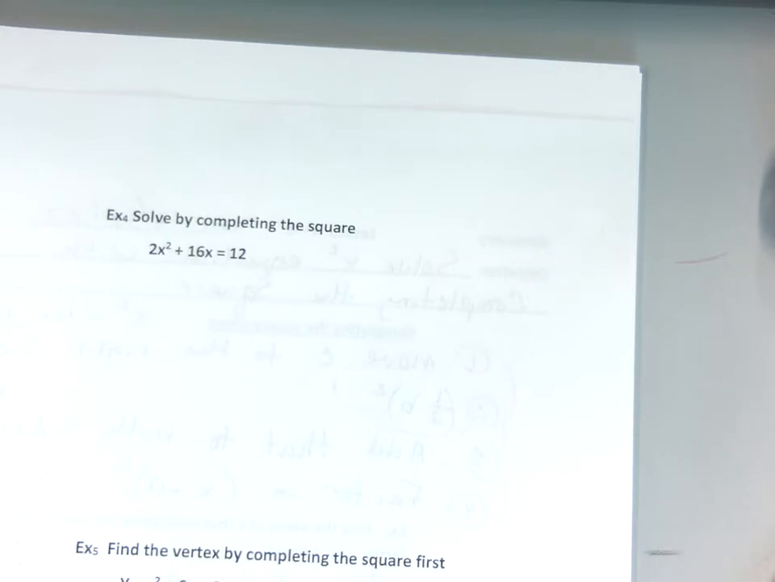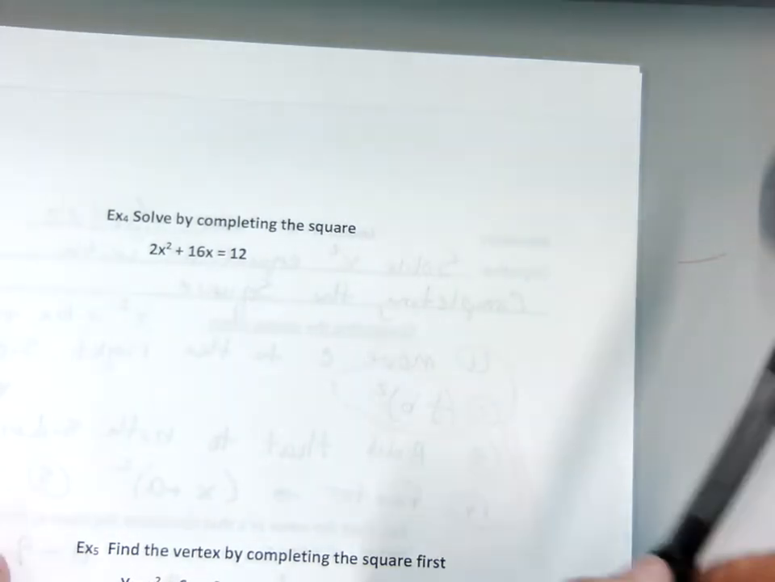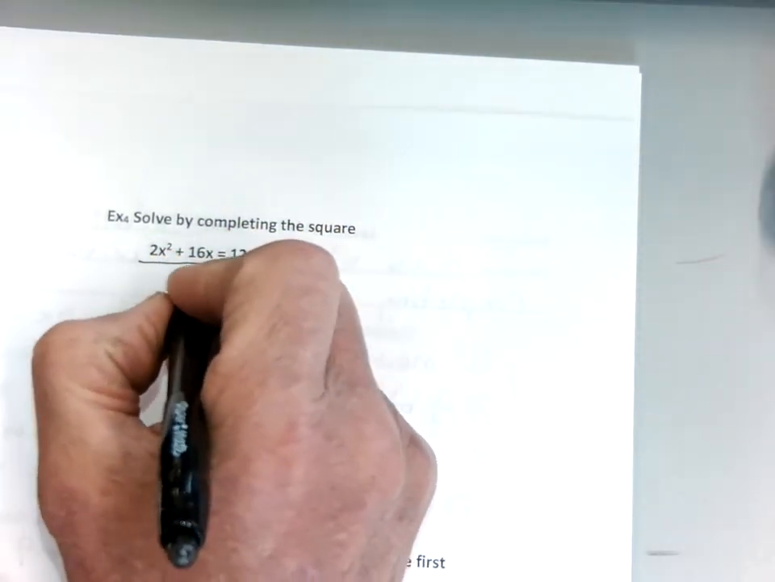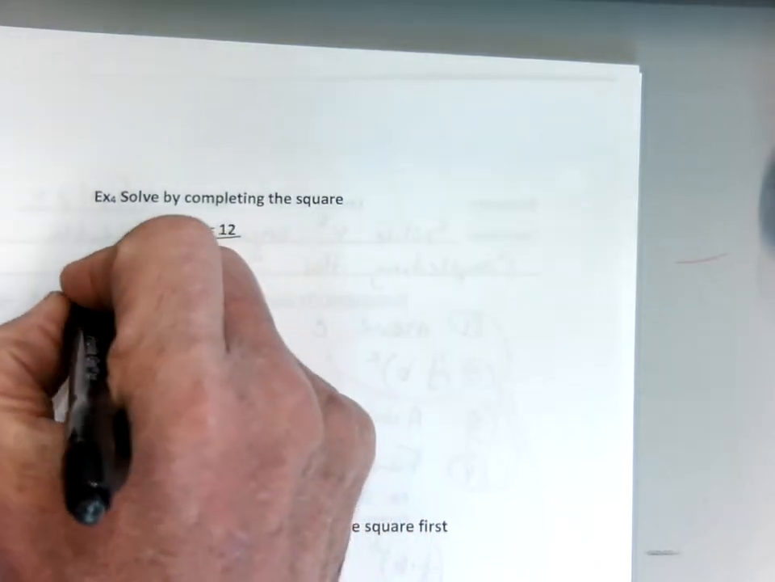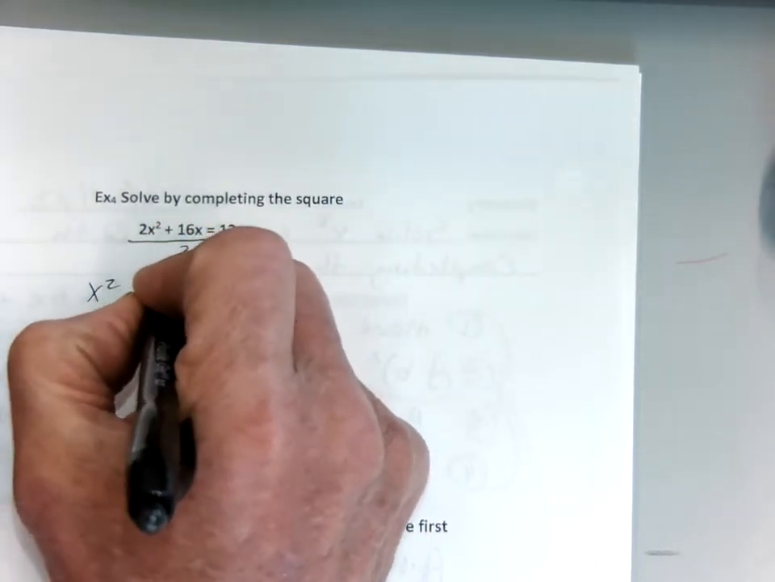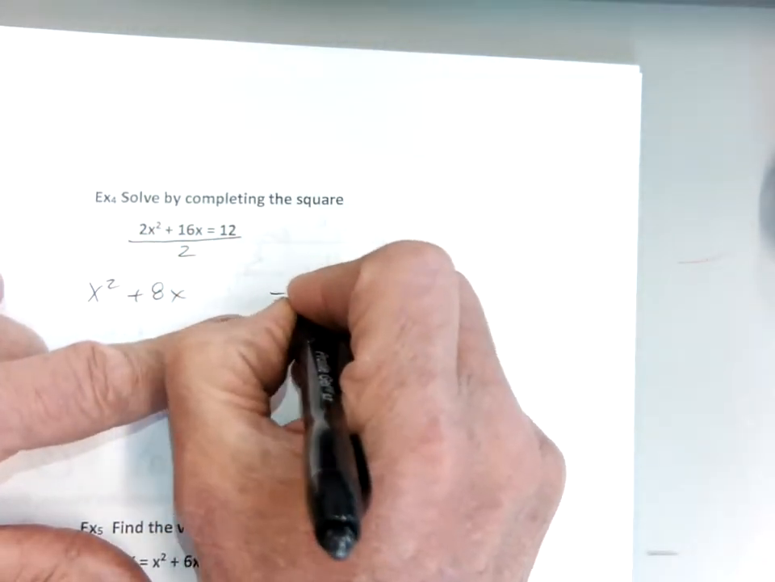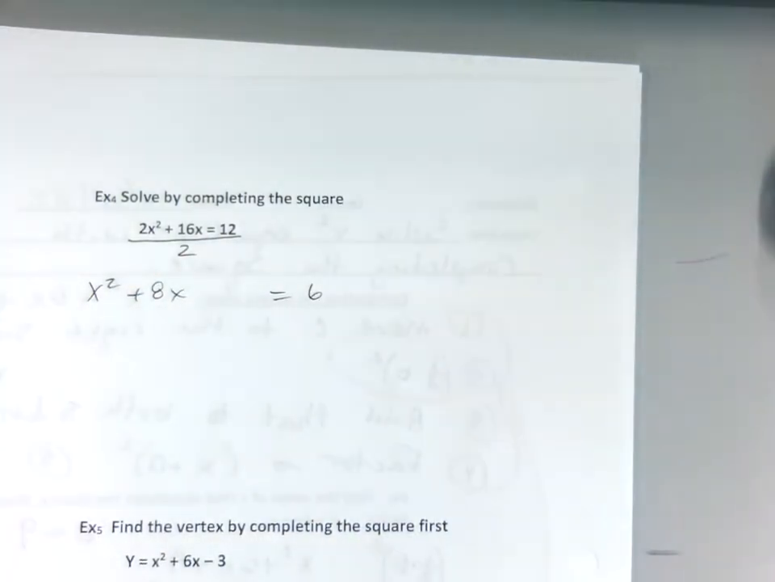Before I do anything, do you see anything that would make this problem easier? Let's divide out. We can totally divide everything by 2. It's got to make it easier. Guys, agree with Scott? I do. Let's make this problem easier. So now it's x squared plus 8x. I'm going to leave a space, equals 6. I like to leave the space because I'm going to put a number here.